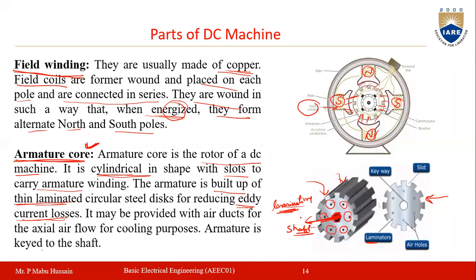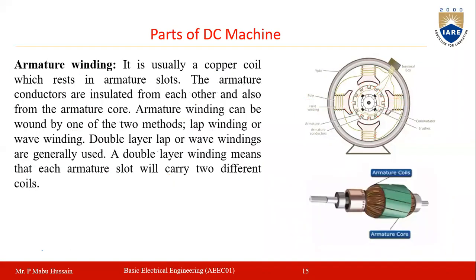Now this armature core has slots like this. On the periphery there will be many slots. On these slots only we are going to place the conductors. Those conductors are called the armature conductors, or you can even call it the armature winding. Next part is the armature winding.